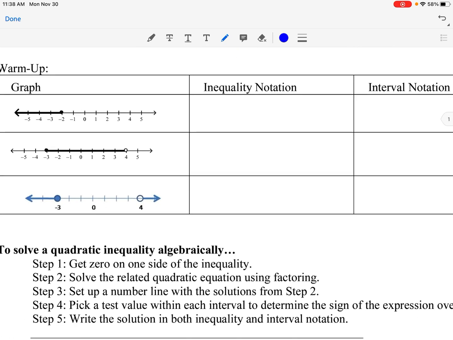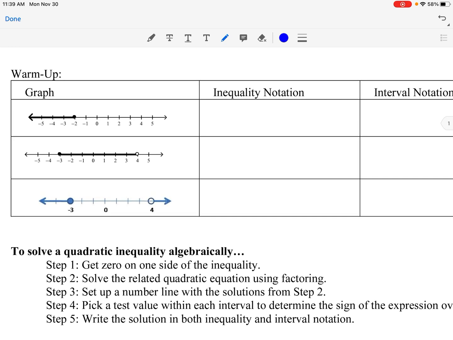Okay, so for the warm-up, maybe you want to listen or watch one of these and then try the rest yourself. Pause the video at any time and try some of these before we go through them. But inequality notation for this one. We have a filled in circle, meaning that one's going to be an equal to on that side. This one is going this way forever, all the way to negative infinity. So then that's going to have a parenthesis, right? Because we can't include infinity.